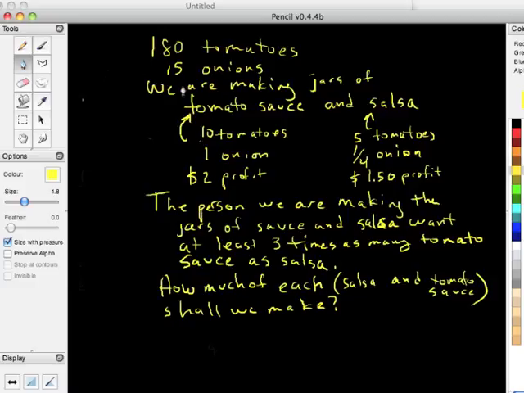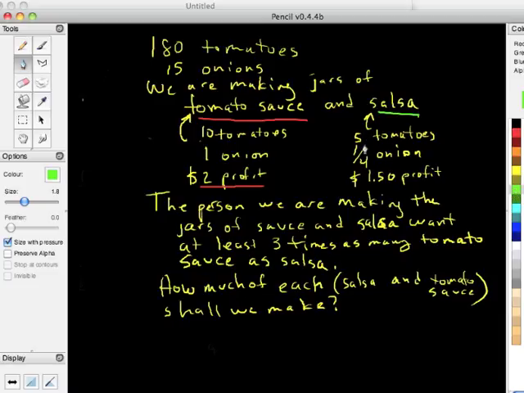We have 180 tomatoes and 15 onions. We're making jars of tomato sauce. So there's our tomato sauce, right? And salsa, which I'm going to put in green. Okay, tomato sauce requires 10 tomatoes and 1 onion. So you can already see here, we have 10 tomatoes and 1 onion. We don't have that ratio up here. We have 180 to 15, but 10 tomatoes for 1 onion go into 1 jar of tomato sauce, and we make a $2 profit on tomato sauce. So there's a nice number there that we're going to use. We're going to use all these numbers.